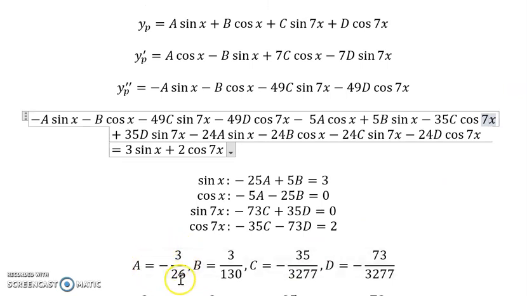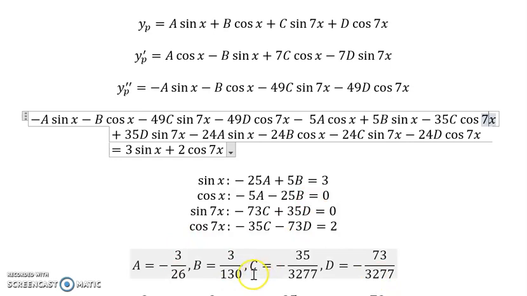So A is -3/26, and B is 3/130 from these two equations. And then C is -35/3277, and D is -73/3277. As I said, when you pick random coefficients in random differential equations, you tend to get weird-looking answers. 35 and 37 together are not going to give you great numbers.